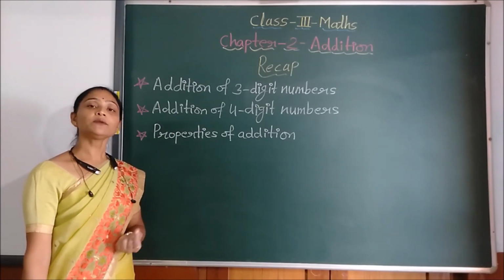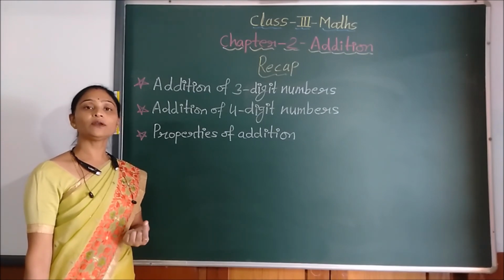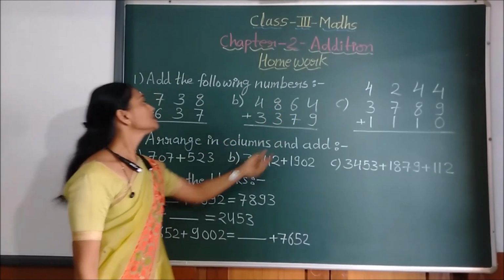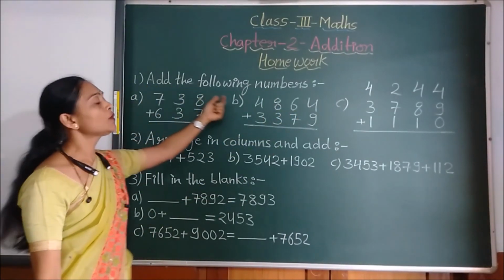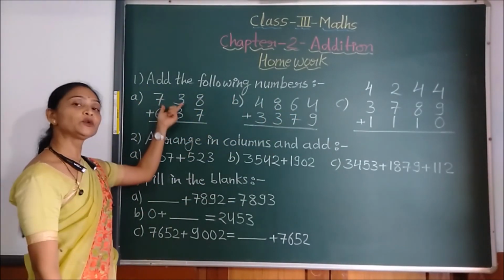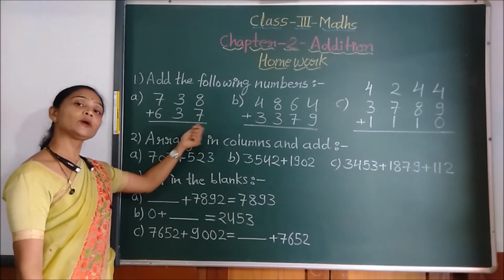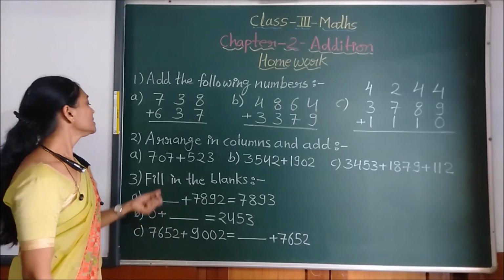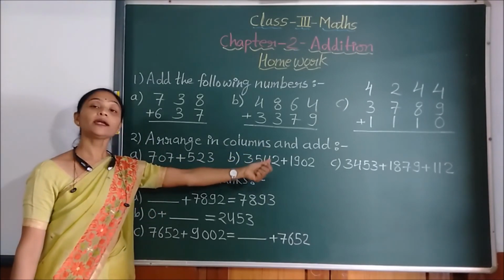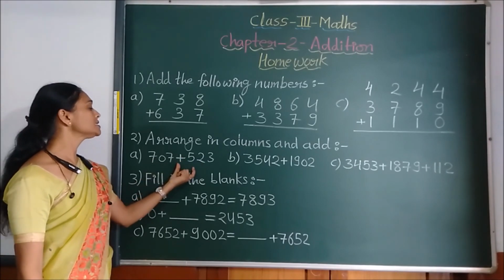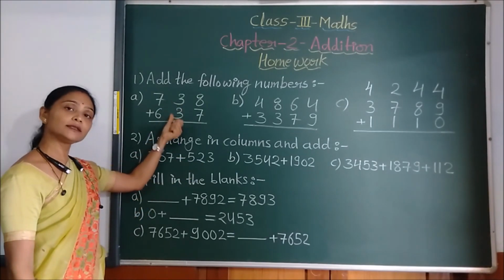Now I am going to give you some homework, so solve it in your homework copy. Children, this is the homework. Question number 1 is add the following numbers. These numbers you have to add. So just see, you have to start the addition from the ones place and add. Then arrange in columns and add. So these numbers are not arranged in columns, so you will arrange these numbers in columns like this and then you will add.